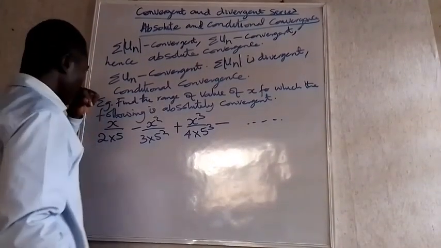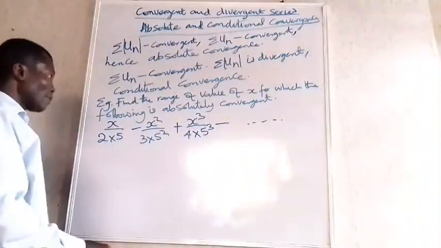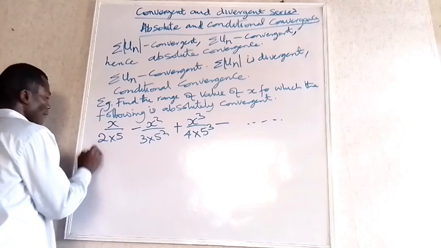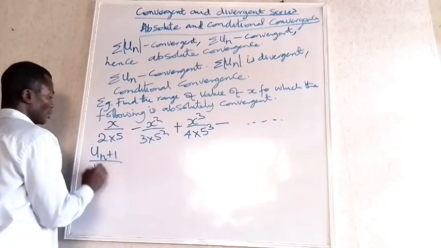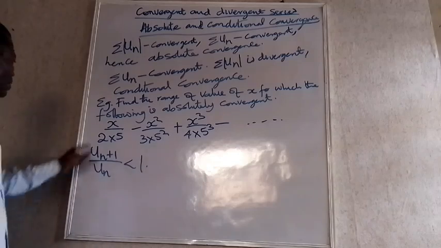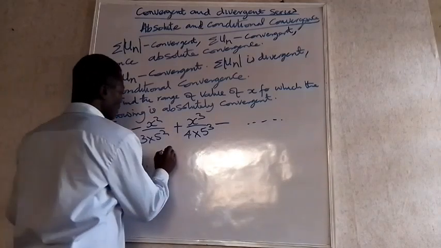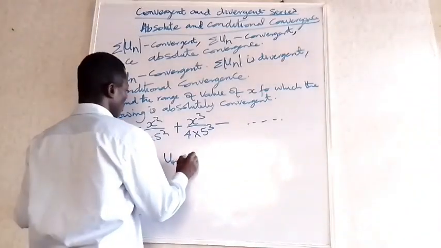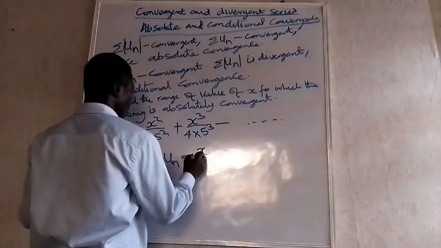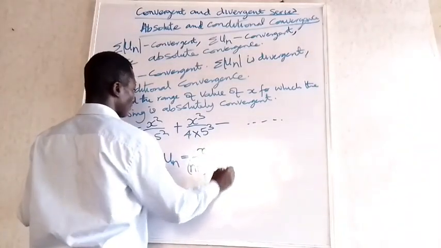Now let's walk through this. The question says find the range of values of x for which the following is absolutely convergent. If we want to use D'Alembert's principle, here we said u(n+1) over u(n) was less than 1. That's what we can easily use at this stage. Now let's find the expression to define the nth term. So we have u_n is equal to x over (n plus 1) into 5 raised to the power n.